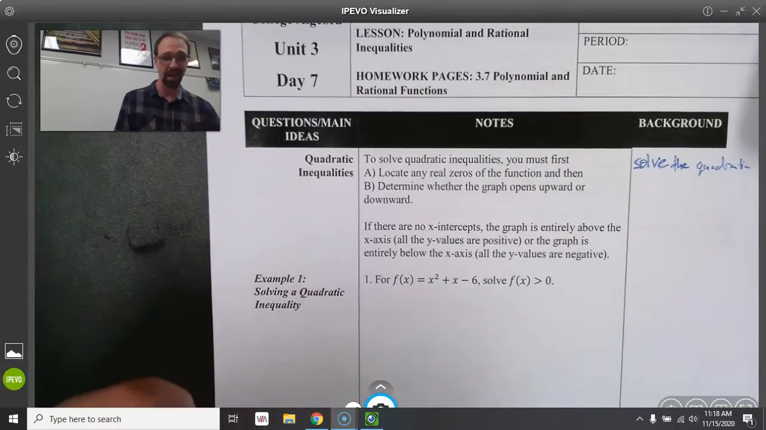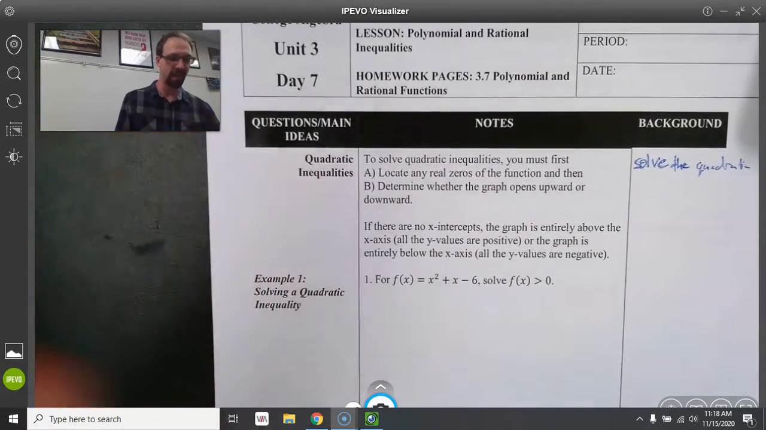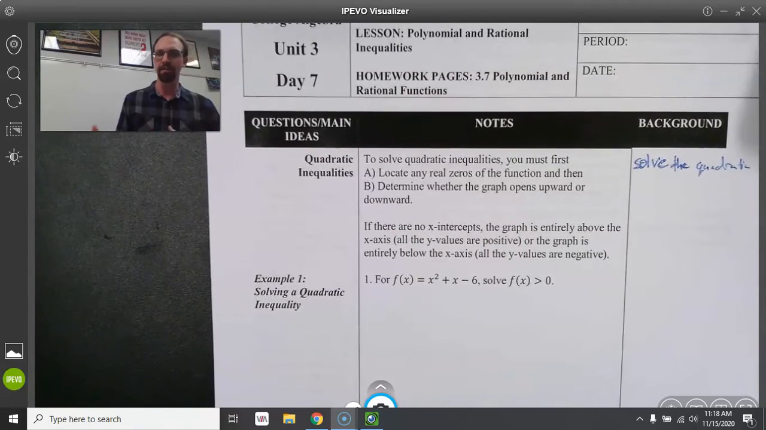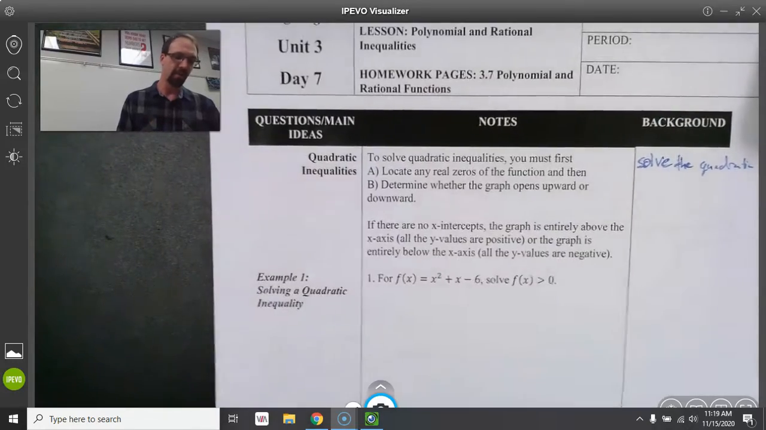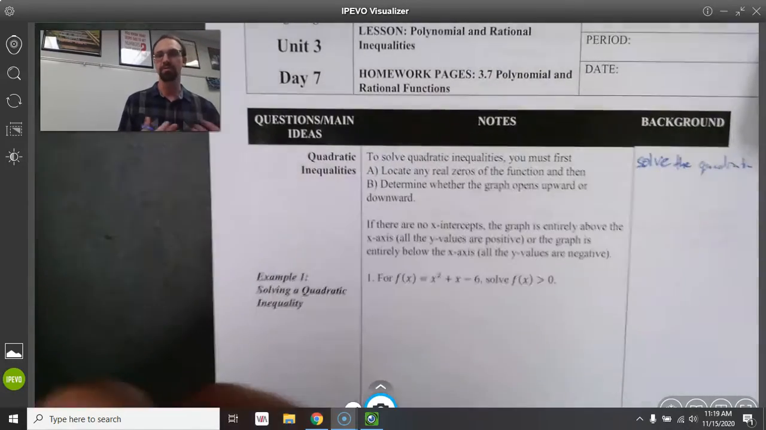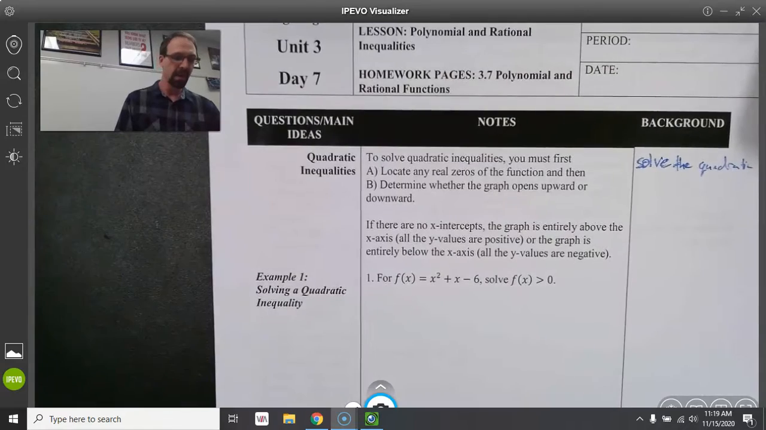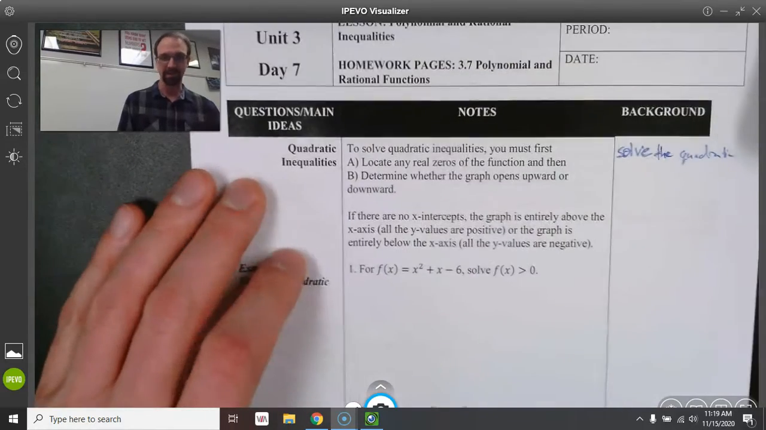We use that to essentially find out where the spots in the graph are greater than 0, less than 0, and then greater than or equal to, and less than or equal to. And then the last thing to note is if there are no x-intercepts. So when you solve and you get no solutions, then you have to think about that the graph is either entirely above the x-axis, so all your y values are positive, or the graph is entirely below the x-axis, all the y values are negative.